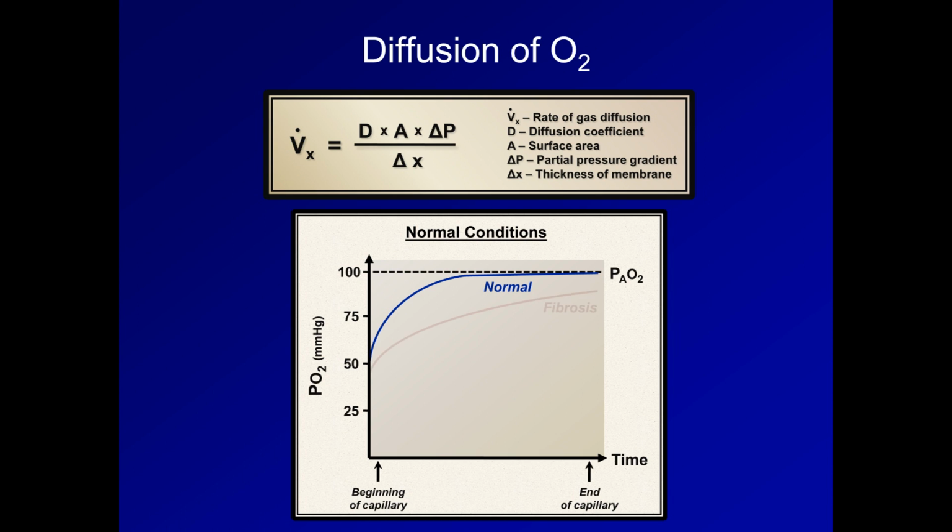With a condition such as pulmonary fibrosis, the alveolar capillary membrane is thicker, so diffusion proceeds more slowly. Thus, the capillary oxygen tension doesn't reach that of the alveoli until much further along the capillary bed, and may even fall short, thus leading to systemic hypoxemia.